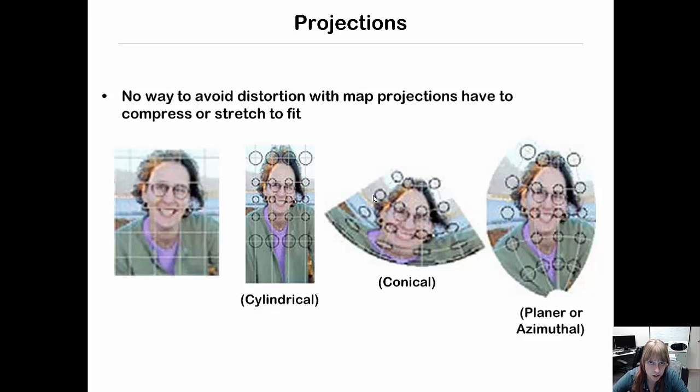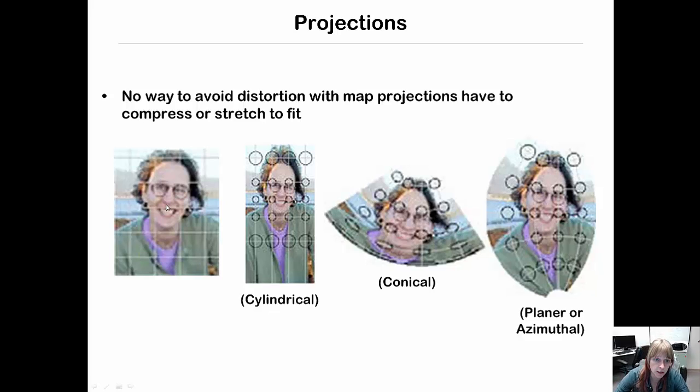Things like the Robinson projection, which we'll go over, actually do a compromise between all four. So it doesn't perfectly preserve anything, but it does a pretty good job of preserving all four at the same time, just not perfect. So it will do a good compromise between preserving direction, distance, area, and shape. It just won't do a great job on any of them.